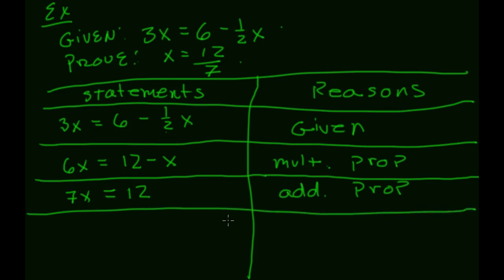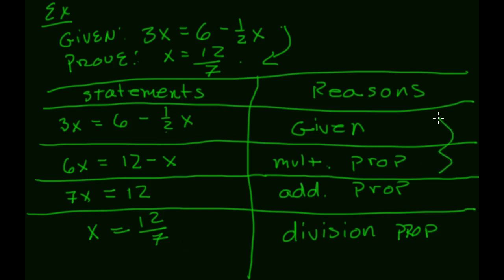And then typically at this point, I would divide both sides by 7. Well, what did I do? I divided both sides by some non-zero number. That is the division property. And I'm done. I've proven that this given leads inextricably to that prove statement. These are the steps that I would use, and these are the reasons that I can use those steps. So this is a proof of an algebraic construct. So it's an algebraic proof.